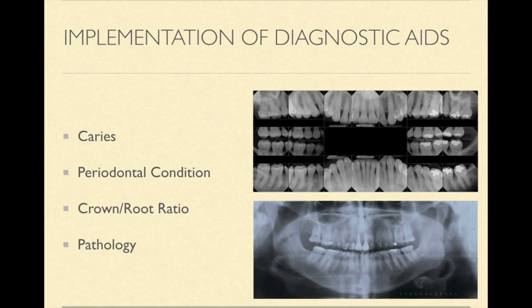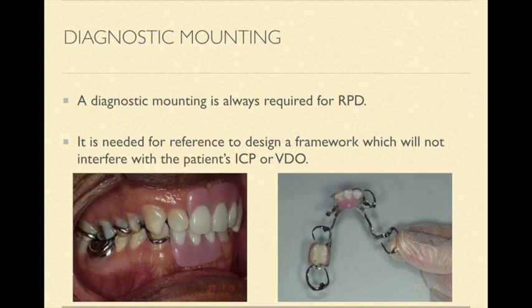When we have x-rays, we want to check if we have any active caries, the periodontal conditions, crown-root ratios, and whether the patient has any pathologies that will affect our removable partial denture design. And a diagnostic mounting is always required for the removable partial denture diagnosis procedure. It is needed as a reference to design a framework that does not interfere with the patient's intercuspation or the vertical dimension of occlusion.